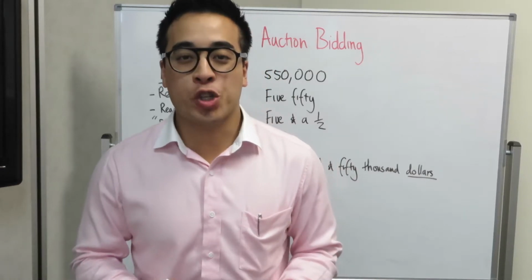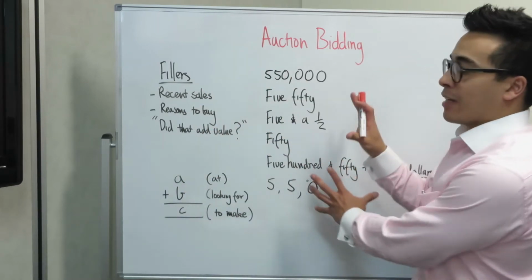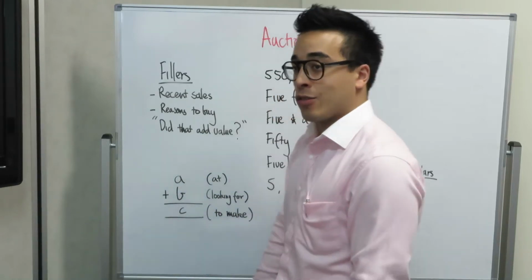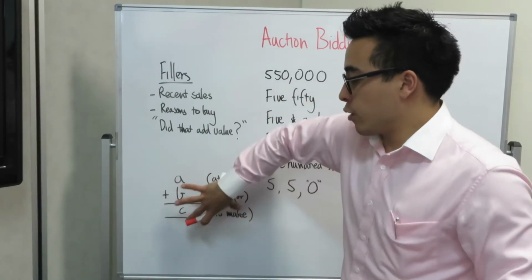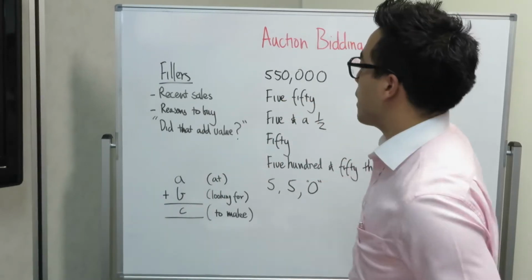Today we're discussing auction bidding. I've got three things to discuss here today. One is about the numbers, different ways to talk about numbers, fillers, what fillers to use, how to use them, why to use them, and also the general structure of how you call for bids. So let's start off with the numbers.